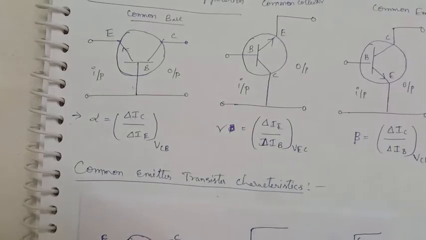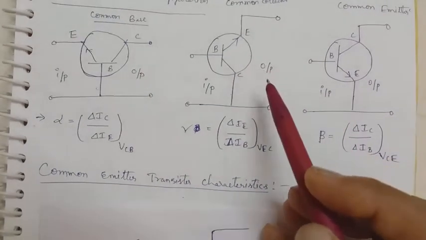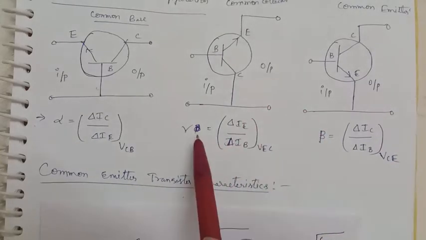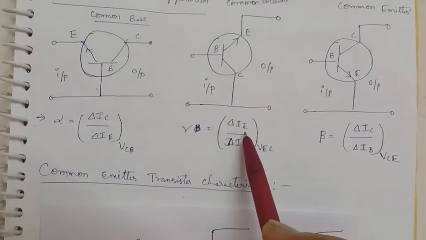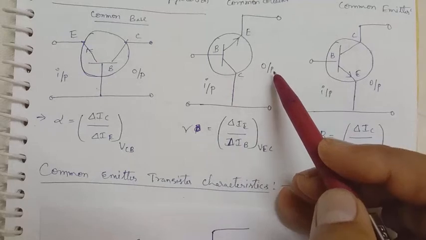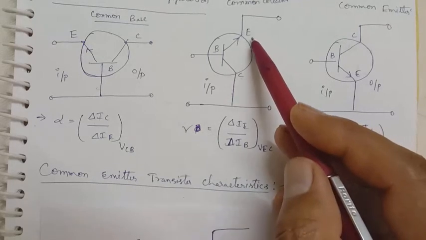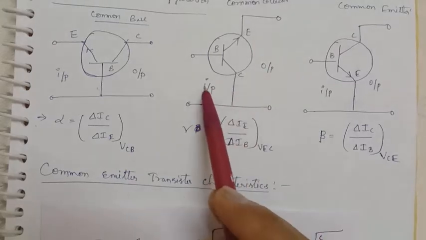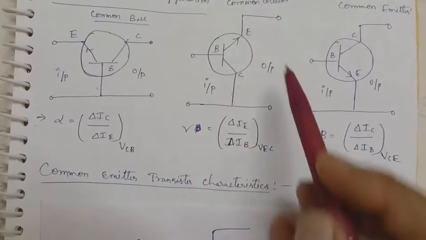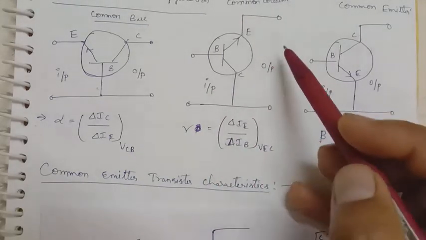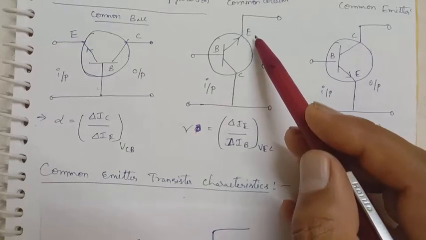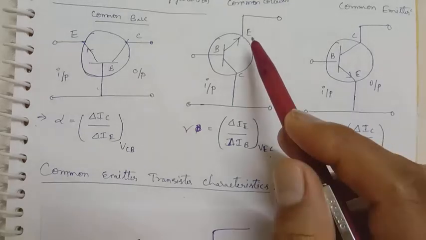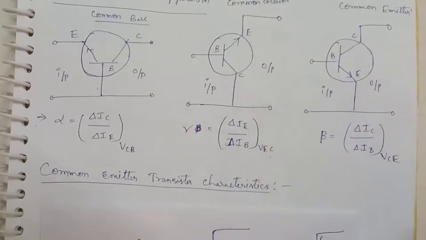And in case of the common collector configuration, the amplification factor is gamma. At that time gamma is equal to the change in output current, delta IE, to the change in base current. At that time the constant voltage is the voltage between emitter and collector. So output voltage is constant.